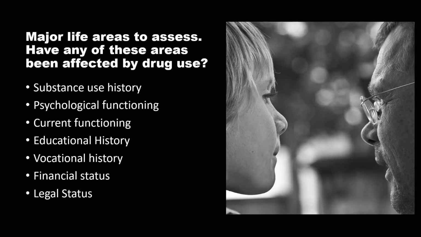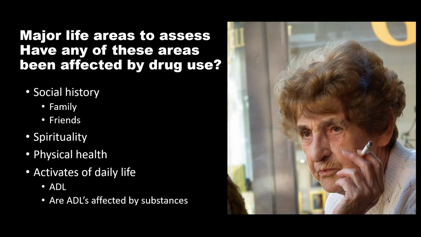We also need a vocational history. How have they worked and at what kinds of jobs? And their financial status. Also, it's important to assess for legal status. Have they been on parole, probation, have certain crimes which may interfere with their ability to get jobs in the future? What you're looking for is how many of these areas have been affected by their use of drugs and alcohol.